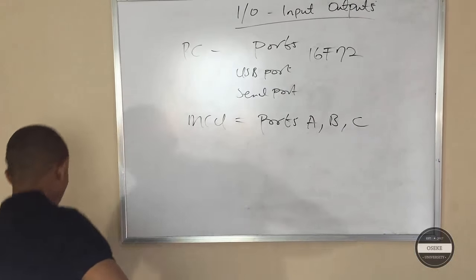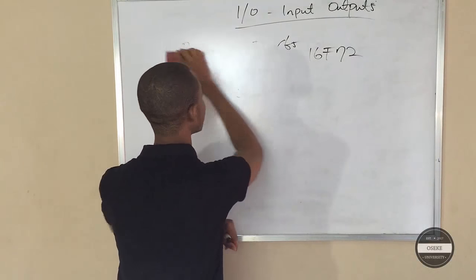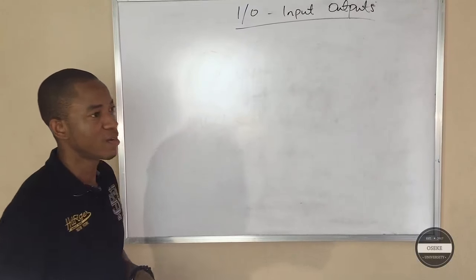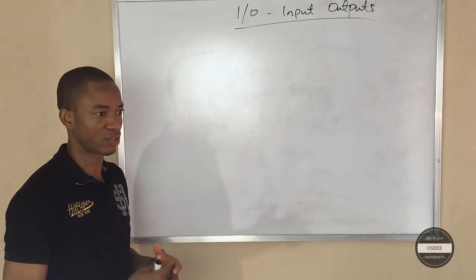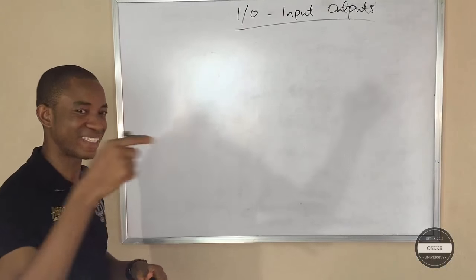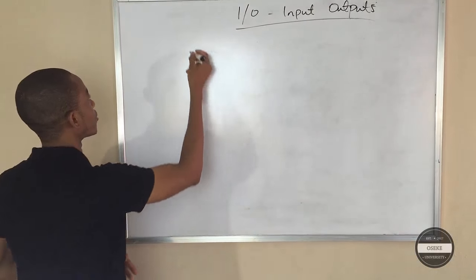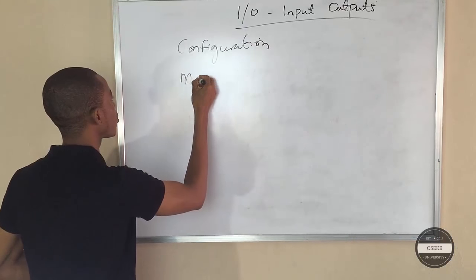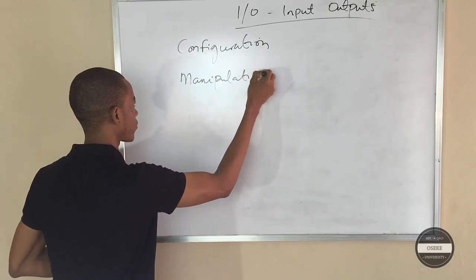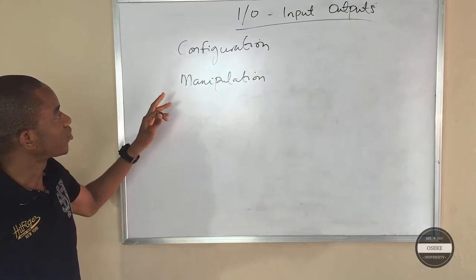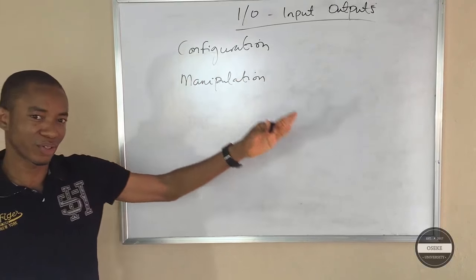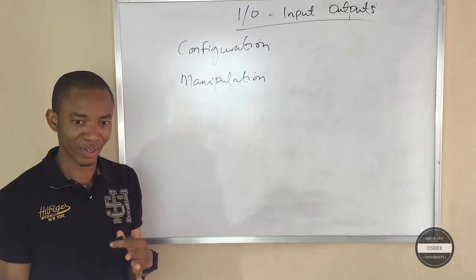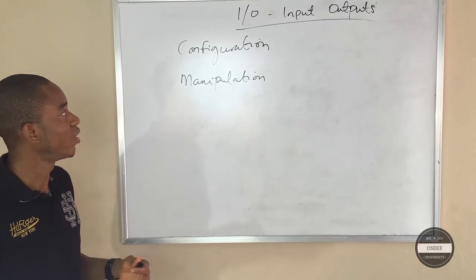Now, if you noticed in the programs that we wrote, we had to configure something, and then sometimes we had to manipulate something. So there are 2 things we did in that whole program, for example the LED flasher: configuration, and then manipulation. In terms of configuration, before you use any pin as an input or as an output, you need to configure that pin to work as an input or to work as an output.